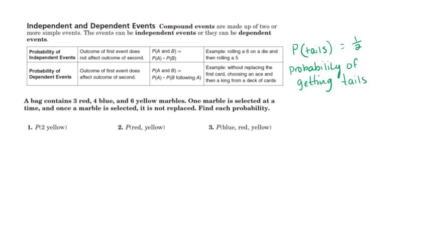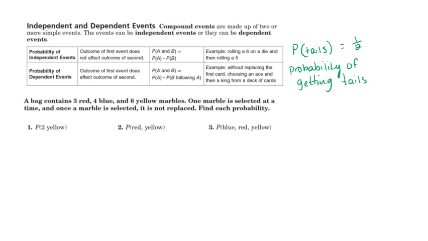So for the probability of independent events, the outcome of the first event does not affect the outcome of the second, so you just multiply those together. For example, rolling a 6 on the die and then rolling a 5. Rolling a 6 doesn't affect if I get a 5 the second time. They're not dependent on one another. So it'd be 1 out of 6 times 1 out of 6, so that's a 1 out of 36 chance.